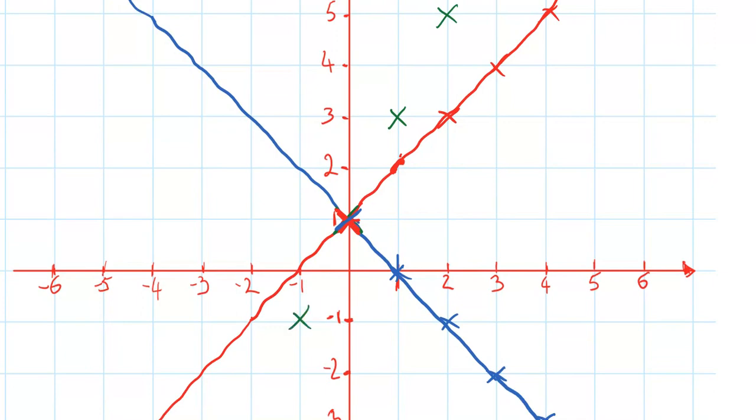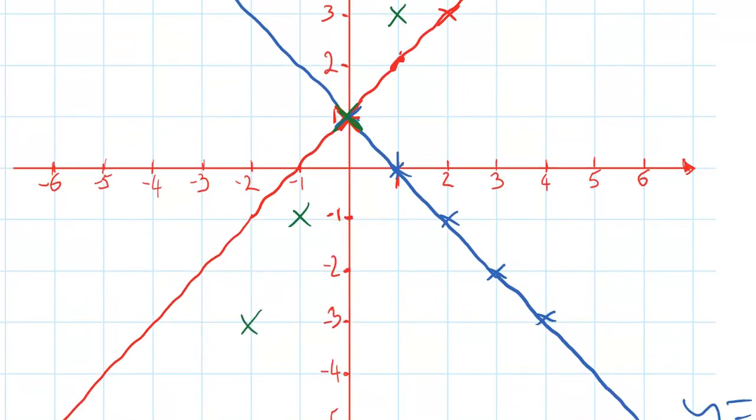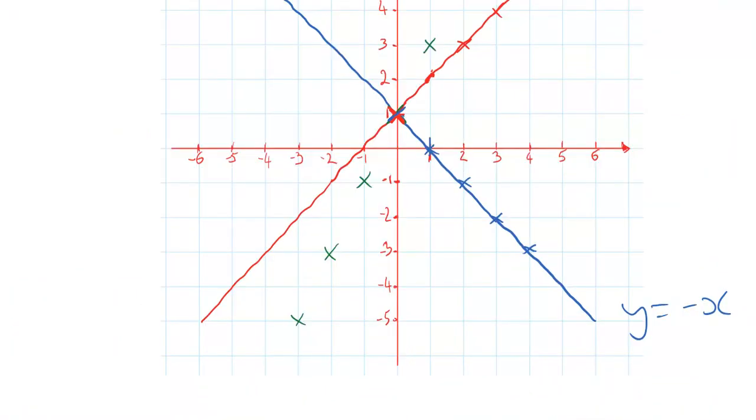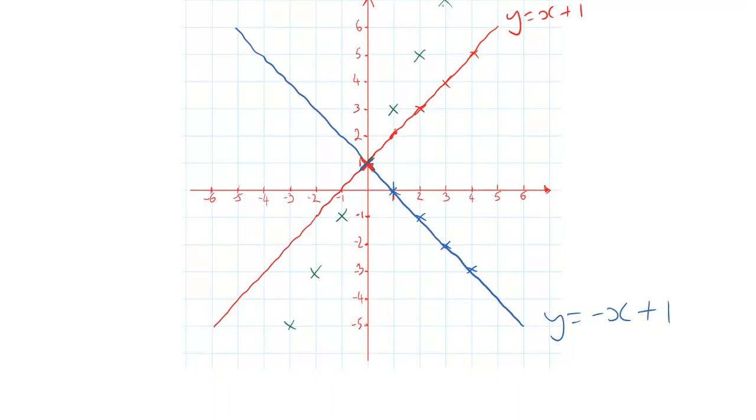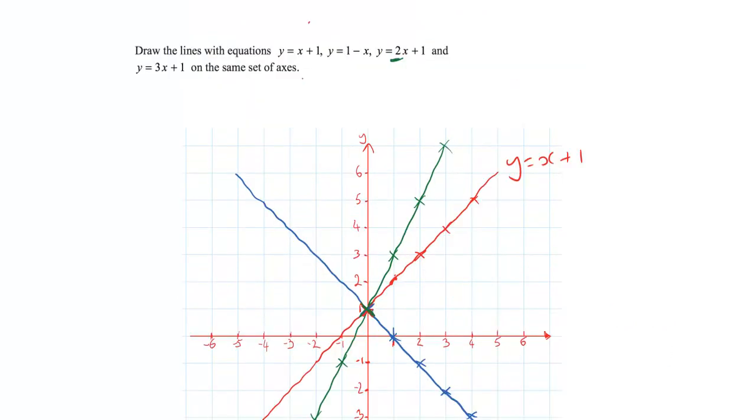I could go backwards in the same direction if I want to mark some more points. But I've got my markings for my straight line. Let's join those up. And we can see the difference with that gradient being 2. Okay, it's making it steeper, isn't it? Right, so this is y equals 2x plus 1.